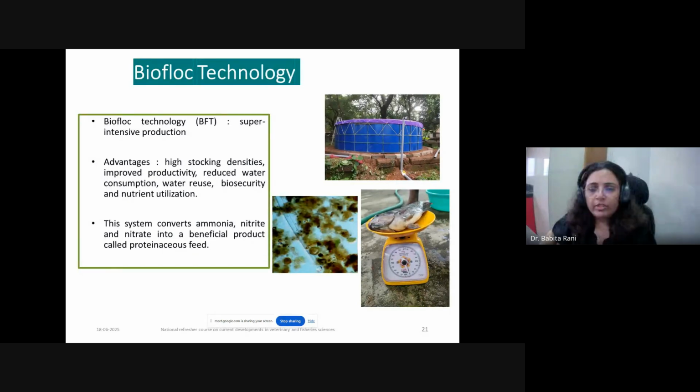The system converts ammonia, nitrite, and nitrate into a beneficial product called proteinaceous feed. This particular biofloc is nothing but feed only.